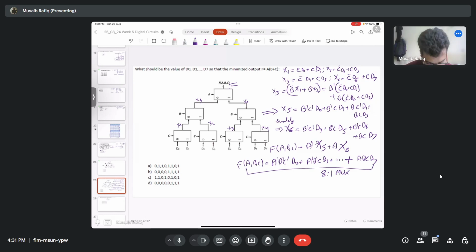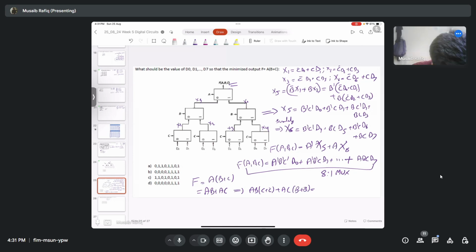Now the function that I was required to implement was F is equal to A times B plus C. You can write it as AB plus AC. You can write it as AB times C plus C bar plus AC times B plus B bar. And when you evaluate it, it gets reduced to ABC plus ABC bar plus ABC plus AB bar C.